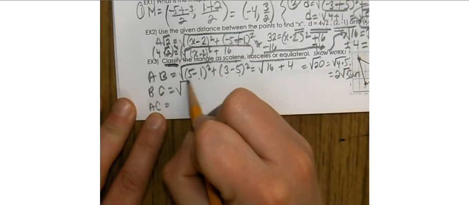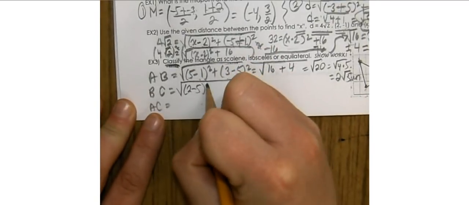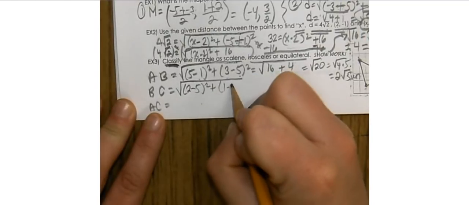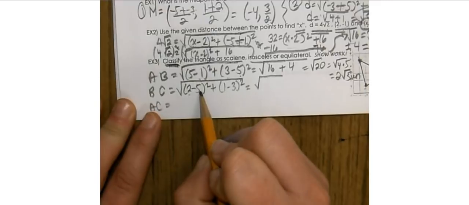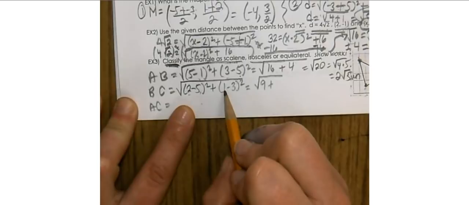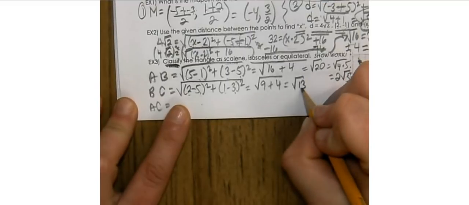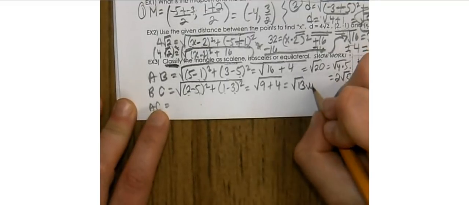Next, I'm going to identify the length of BC by using the distance formula. And so I'm going to go 2 minus 5 squared plus 1 minus 3 squared. That is equal to 2 minus 5 is -3. -3 squared is 9. Plus 1 minus 3 is -2. -2 squared is 4. And 9 plus 4 is 13. So that's simply the square root of 13 units.